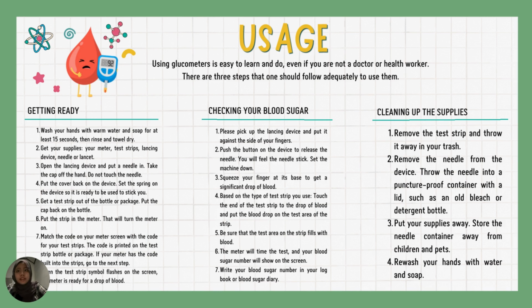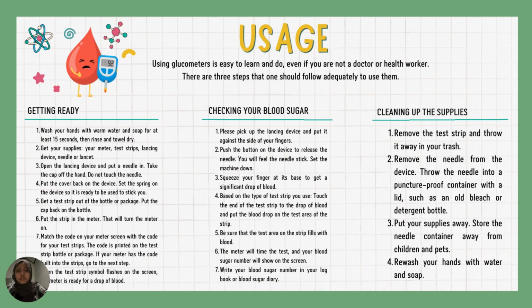Open the lancing device and put a needle in. Take the cap off the needle, do not touch the needle. Put the cover back on the device, set the spring on the device so it is ready to stick you. Get a test strip out of the bottle or package. Put the cap back on the bottle. Put a strip in the meter, which will turn the meter on. Match the code on your meter screen with the code for your test strip. The code is printed on the test strip bottle or package. If your meter has the code built into the strip, go to the next step. When the test strip symbol flashes on the screen, the meter is ready for a drop of blood.